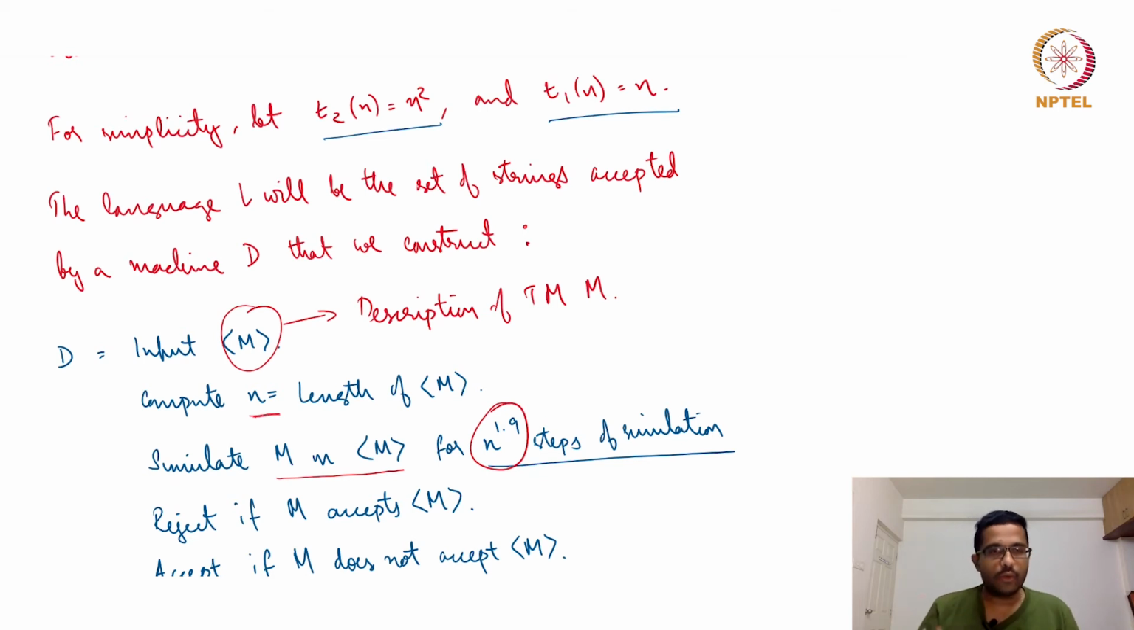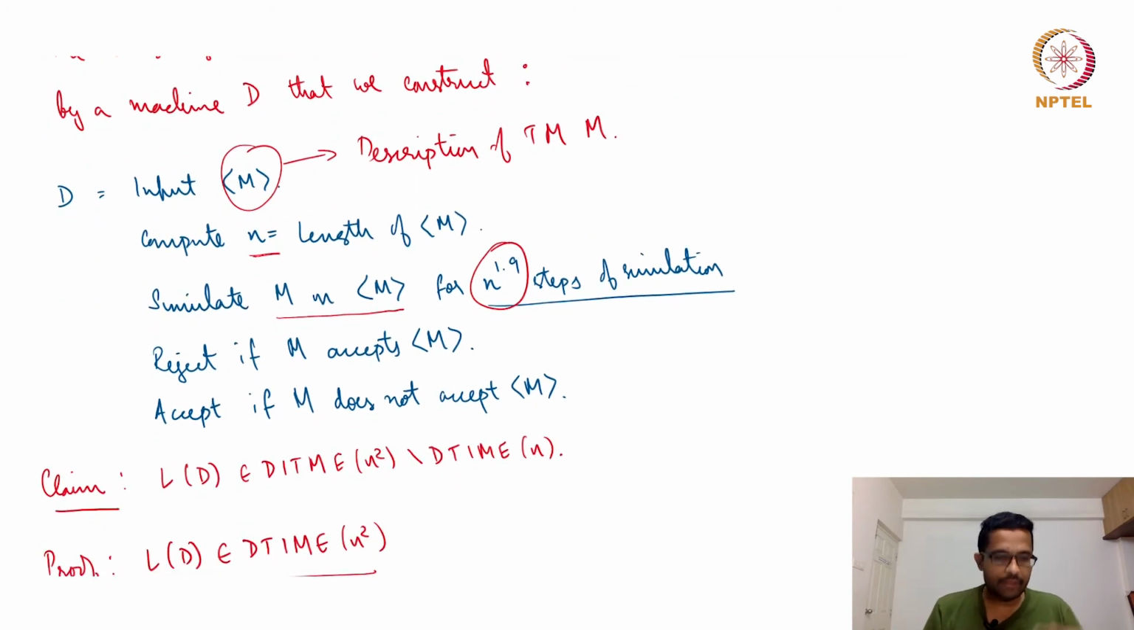So the total simulation will happen for n power 1.9 steps, right? That much time is the amount of time that we are willing to devote for the simulation. So in that much time, whatever happens, if M accepts its own description, we reject, D rejects. If M does not accept its own description, right? So there are three possibilities.